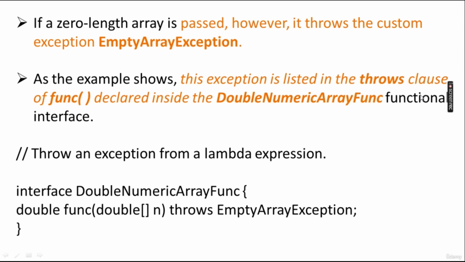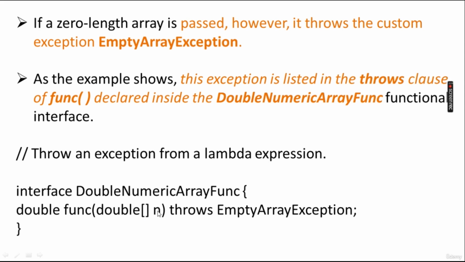If a zero length array is passed, it throws the custom exception empty array exception. Okay, that is the exceptional case. The array length should be more than 1. If it is zero length, it will throw empty array exception whether or not it has been declared. This exception is listed in the throws clause of the function declared inside the double numeric array function functional interface.